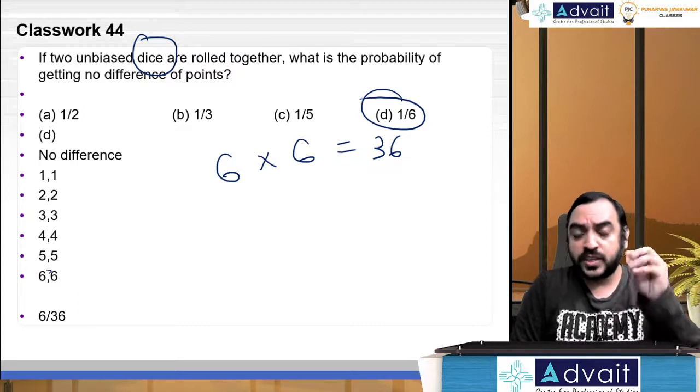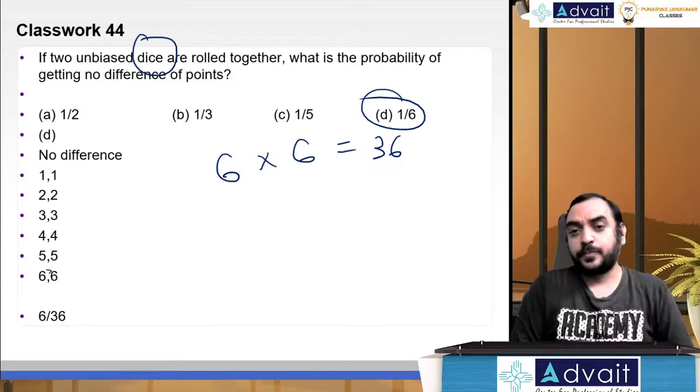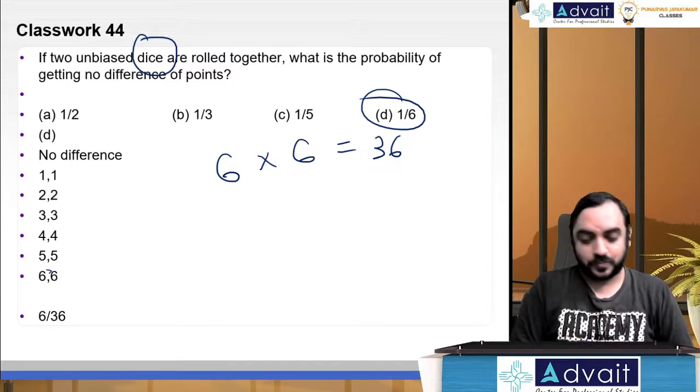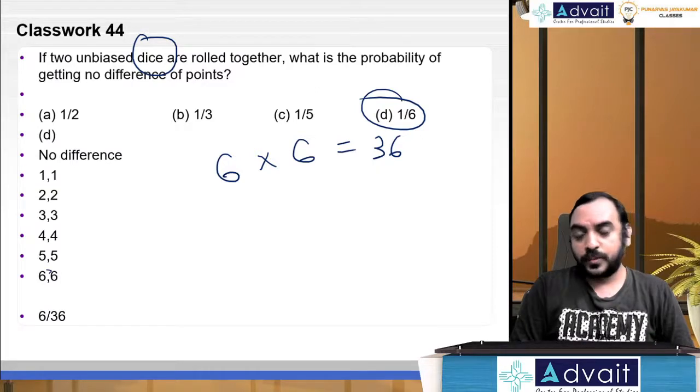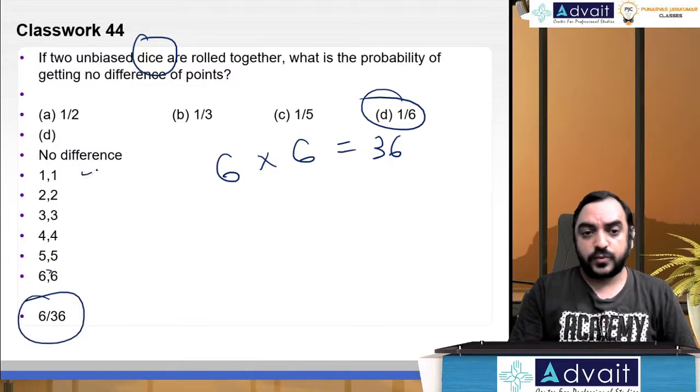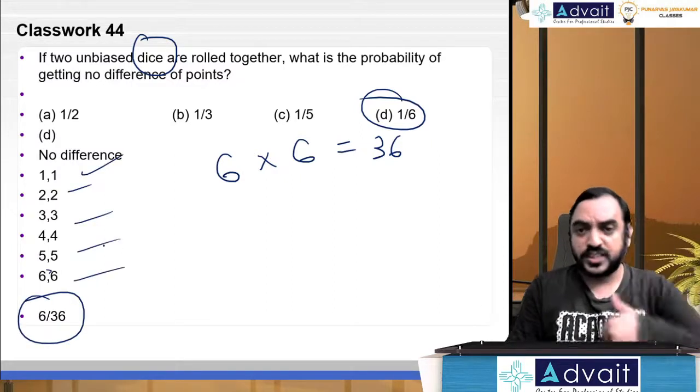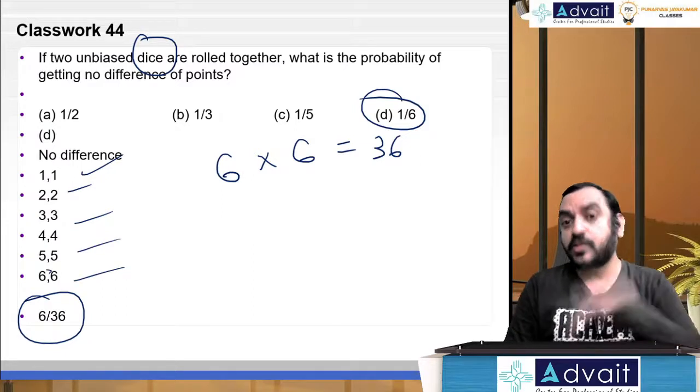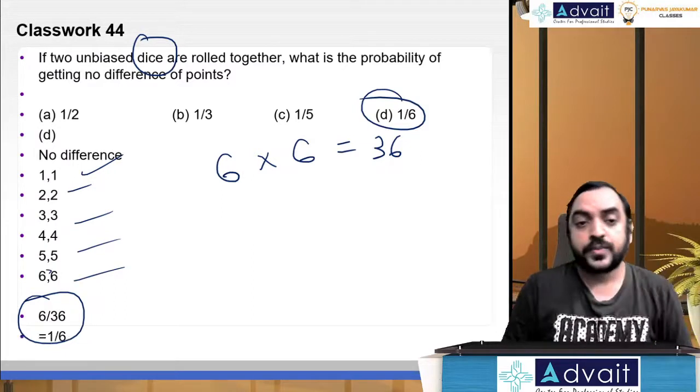This and all, you should solve the exam question in a fraction of a second. Should not take time at all. 1 by 6. 6 by 36, that is 1 by 6. 1, 1, 2, 2, 3, 3, 4, 4, 5, 5, 6, 6. So 6 possibilities out of total 36 possibilities, 1 by 6.